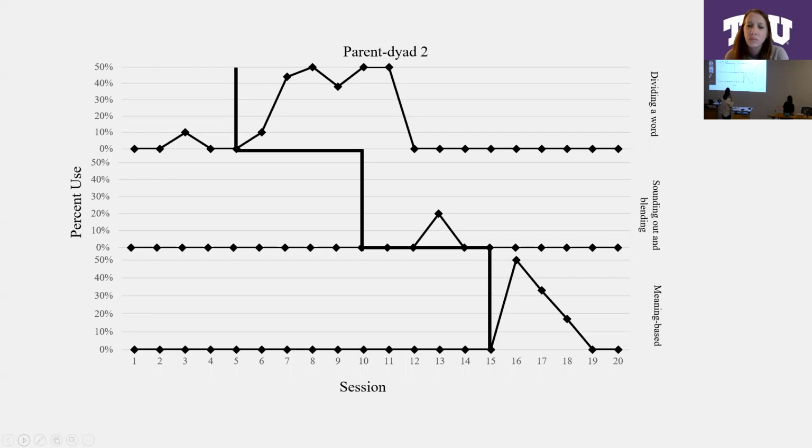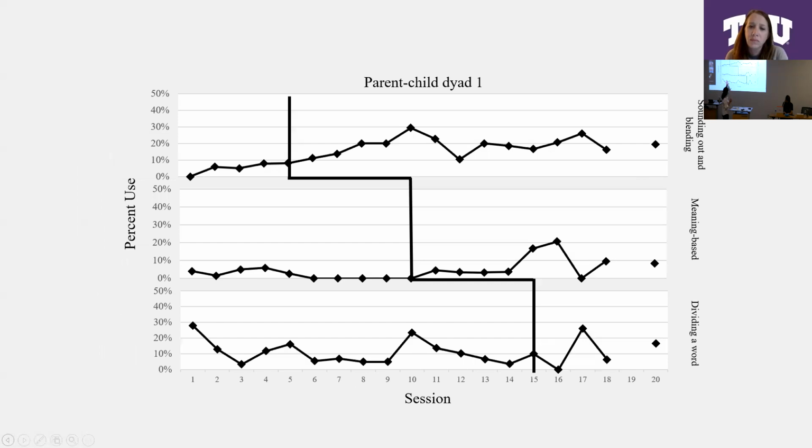If you go back, I can quickly, hopefully I have like a minute. For this parent, we saw an effect for the sounding out strategy, the meaning-based one a little bit, but not the dividing a word strategy. So again, for this parent across behavior, we really didn't see an effect.